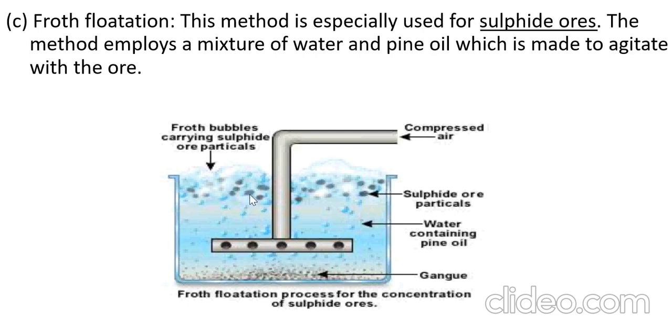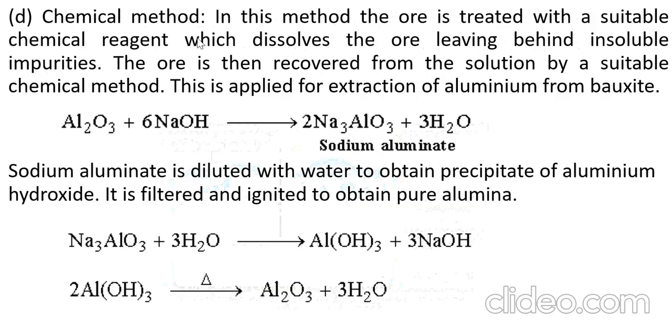In this case, the ore has affinity to air. It moves up, while the earthly impurities, the gangue, move down because they have affinity to water. So the air bubbles will carry the ore to the top and they can be separated. This principle is based on affinity to air. Air will carry it up, and the other component, the gangue, that has affinity to water, will go down. Next is the chemical method.